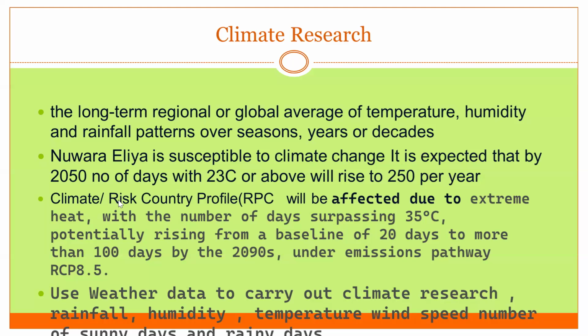Then a climate risk country profile has to be prepared with the number of days surpassing 35 degrees centigrade. Now, if we are luckily in Colombo, so far we haven't gone beyond 32 degrees. Last year, it went up to 33. 35 means it will be a real disaster for Colombo people with the humidity.